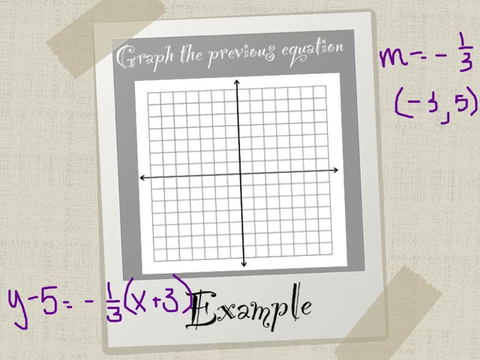So we will go left 3 on my x-axis, up 5 on my y-axis, 1, 2, 3, 4, 5. And that will be my first point. Then my slope tells me to go down 1 and right 3 from that point. Down 1 and right 3. Go as many times as you want until you have enough to draw a beautiful line through. And that's our equation of the line drawn in.